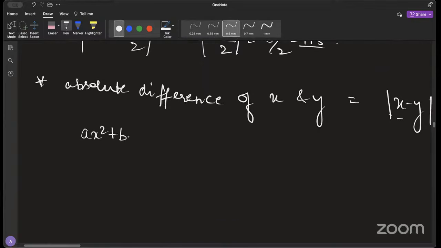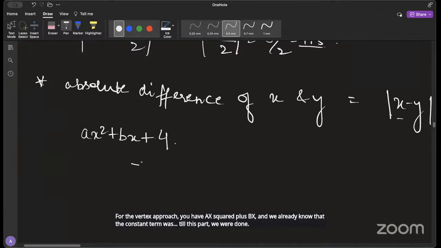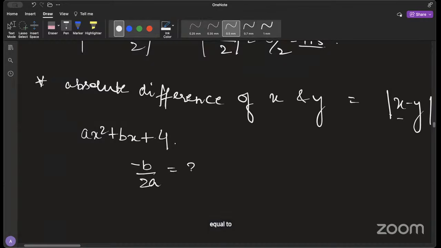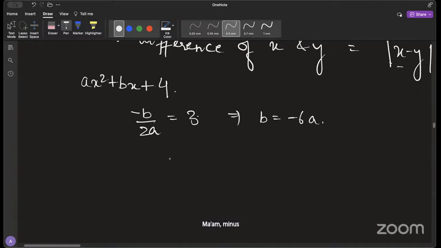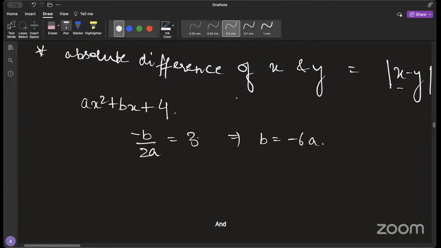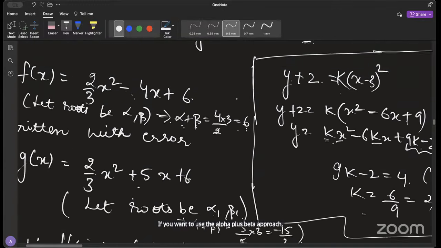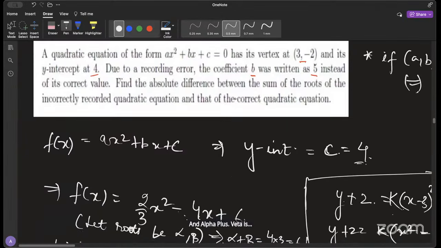For the vertex approach, you have ax square plus bx, and we already know that the constant term was 4. Till this part we were done, right? Then you have minus b by 2a equal to the vertex, and it's given to be 3, right? Yes, ma'am. This means your b is minus 6a. Minus b by a is equal to alpha plus beta, also equal to b.